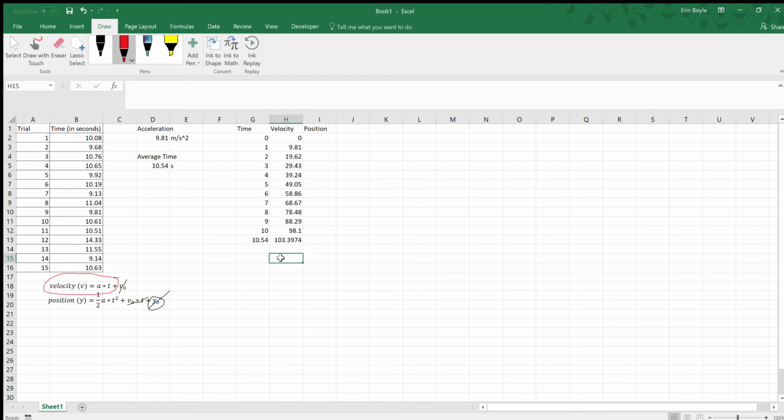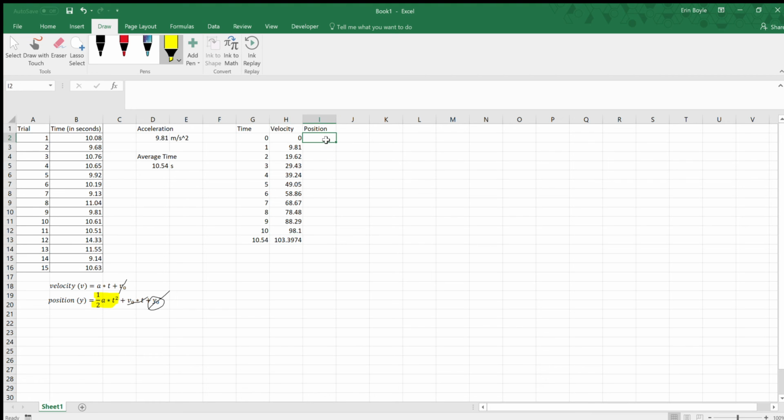That means by the time that the ball hits the ground, it's traveling 103.3974 meters per second. Now we want to also find the position of the ball at any given time. If you look at our position equation, since we said that our initial velocity is 0 and our initial position is 0, the only thing we care about is this term right here, the 1/2 times acceleration times time squared.